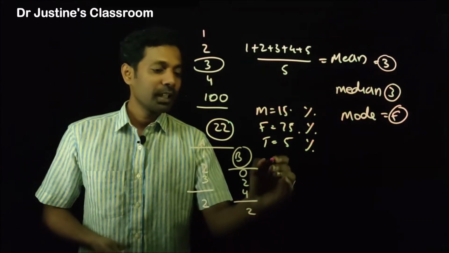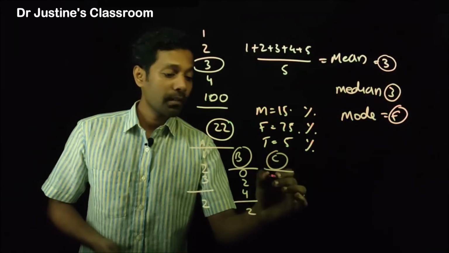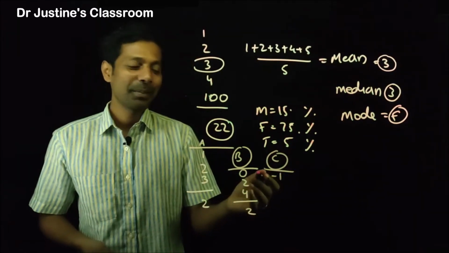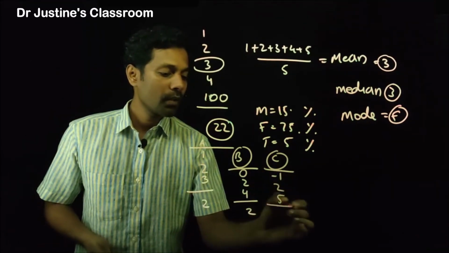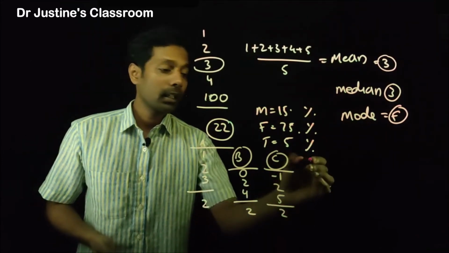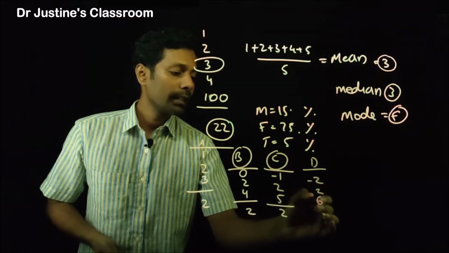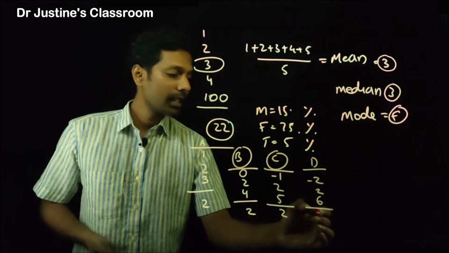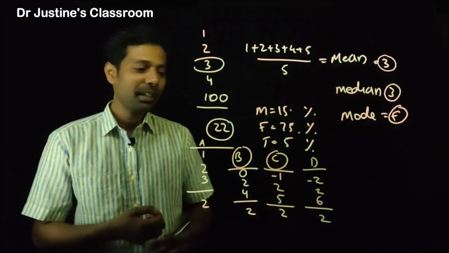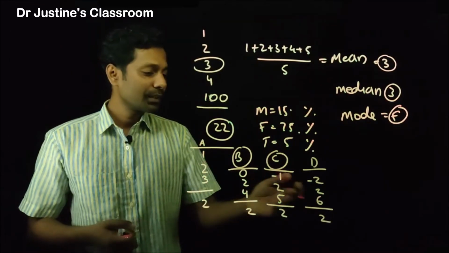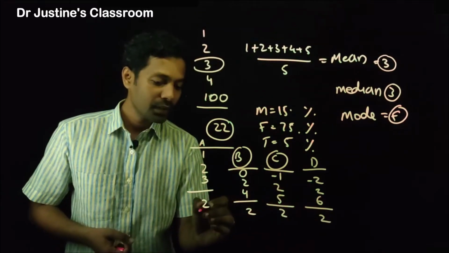Again 2. I have another class, C, and the marks of the students are -1, 2 and 5. -1 cannot be a mark, but just take a score like that. What's the average? Again 2. One more class, D: -2, 2 and 6. What's the average? Again 2. So for every class A, B, C, D, the average score is 2.